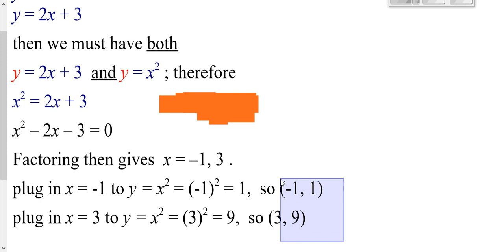So we have two answers. Your answers when you're dealing with systems of equations will always be points. Remember, points are listed as ordered pairs or ordered triples if you're dealing with 3 variables, but they have to be separated by commas and in parentheses to indicate that they're a point.